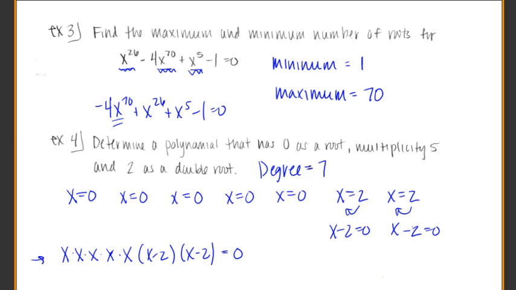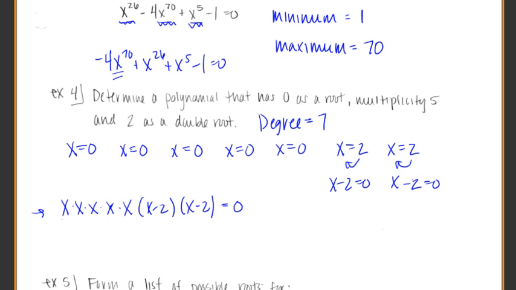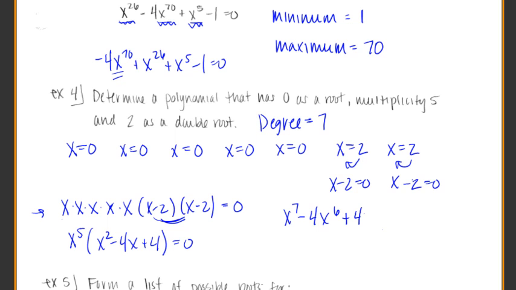If you want to double check, start right here. If all of this was multiplied together and I asked you to find the x-intercepts, wouldn't you set each part of the product equal to 0? Of course. And that takes you right back to where you were. Okay, so now to finish this up, all we have to do is multiply this out. So obviously this is x to the 5th. And then when I FOIL these two parentheses, you'll get x squared minus 4x plus 4 equals 0. Okay. And then distributing that x to the 5th in there, you'll get x to the 7th minus 4x to the 6th plus 4x to the 5th equals 0.